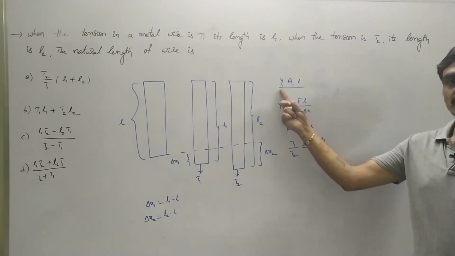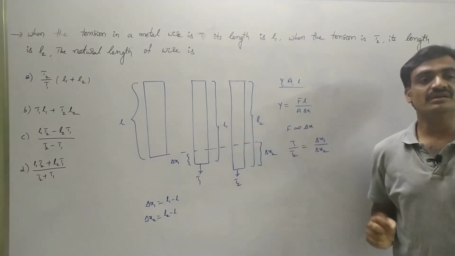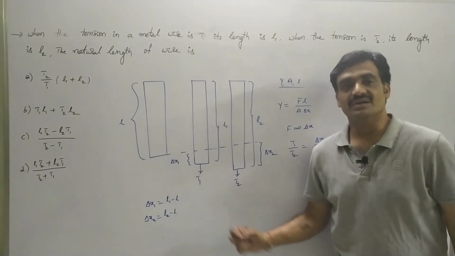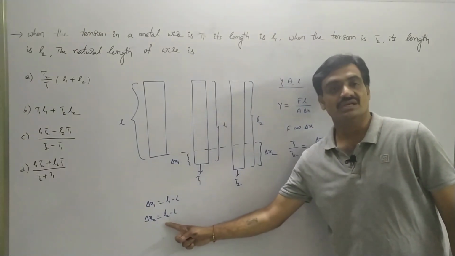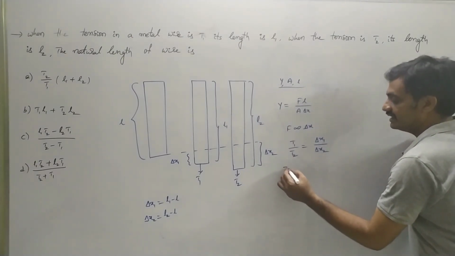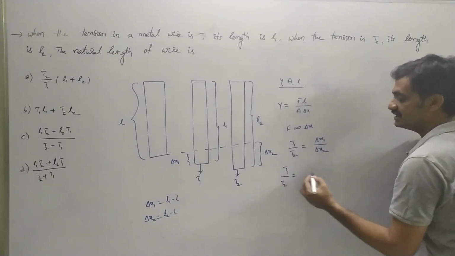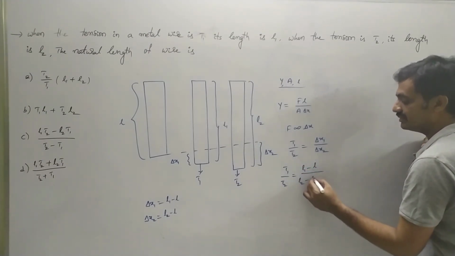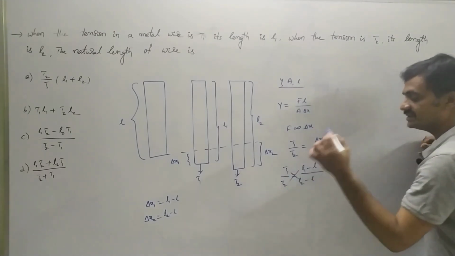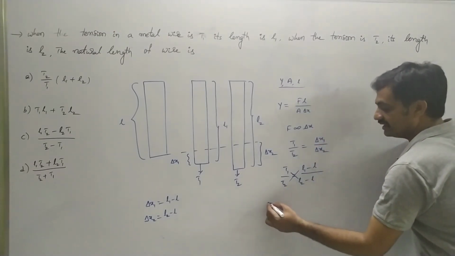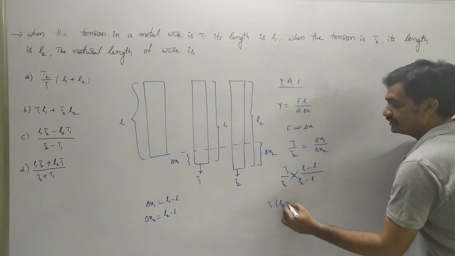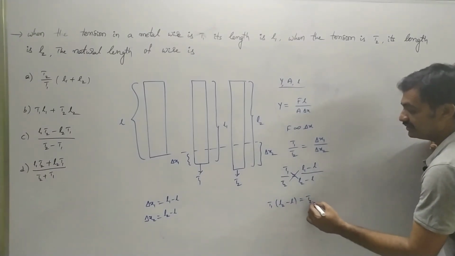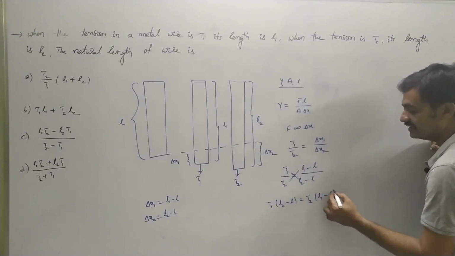Why? Because force is directly proportional to change in length. Because Young's modulus, area as well as length of the material are constants, whereas delta x1 is equal to L1 minus L and delta x2 equals L2 minus L. Then T1 by T2 is equal to L1 minus L by L2 minus L. Let's cross multiply this expression. As we cross multiply, observe that T1 into L2 minus L is equal to T2 into L1 minus L.